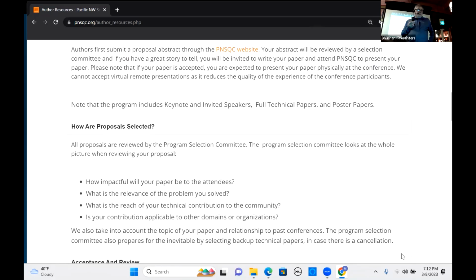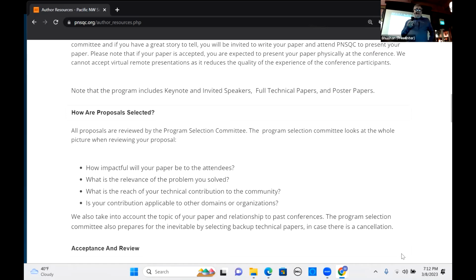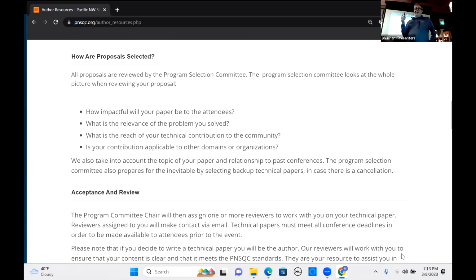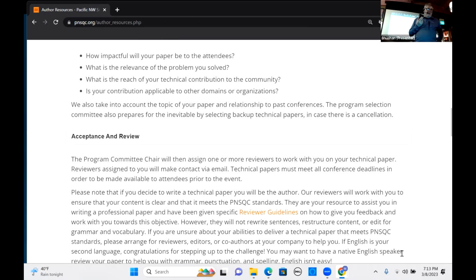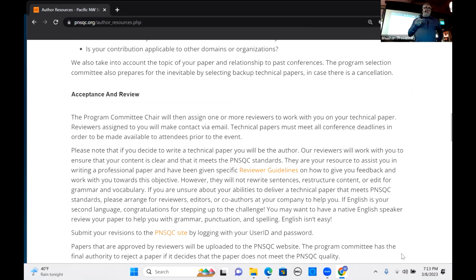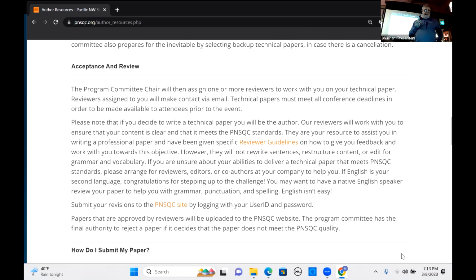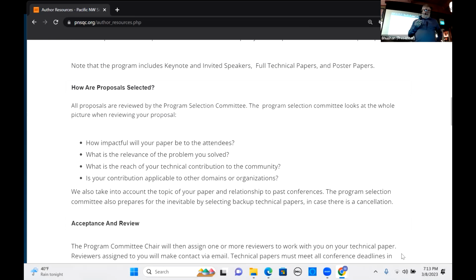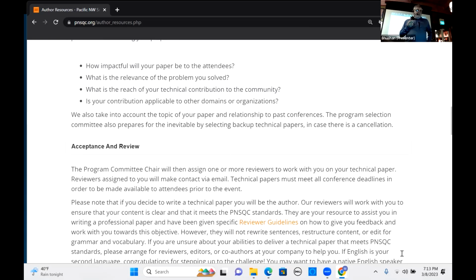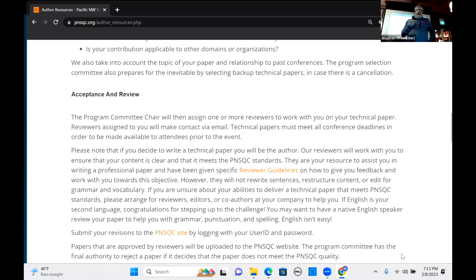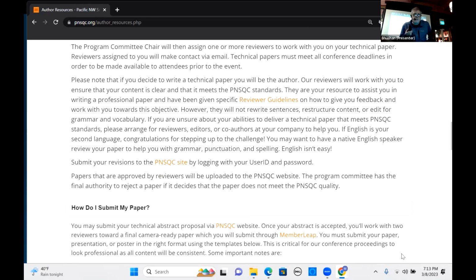It also explains how the proposals are selected. This may be a good plug for volunteers to participate in the review process. We're looking for reviewers, people who are interested. There is guidance for the reviewers and for the authors provided here for those interested in becoming authors or reviewers. And I think that wraps up the program.